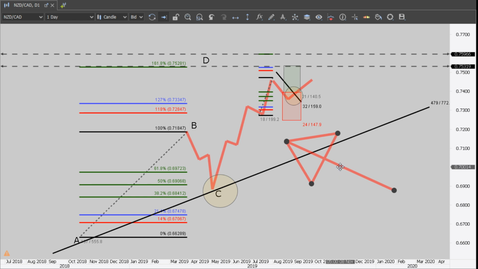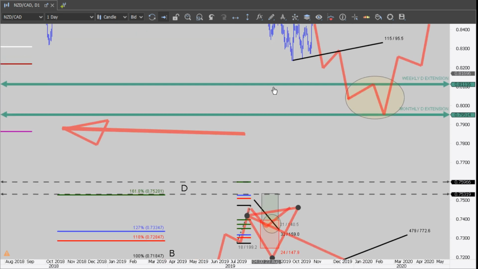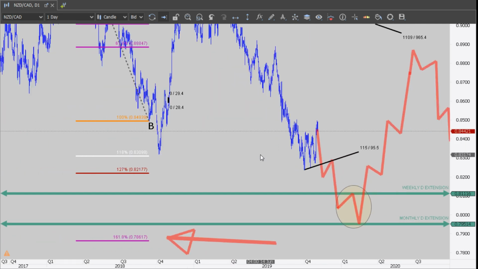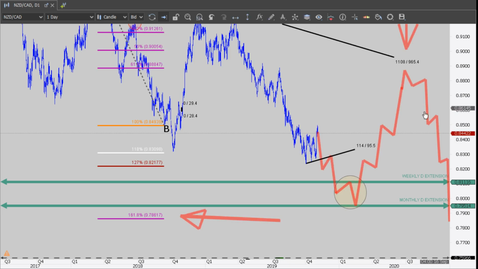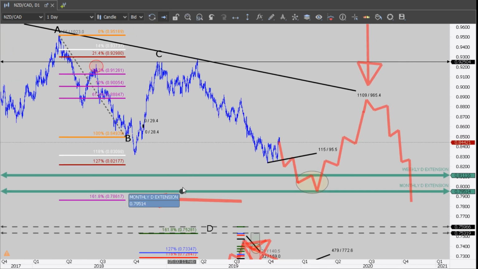So back to the rules for trading the 3 Fibonacci's part 1. This is an extremely important rule. If you are going to use the Fibonacci's in your trading, you should have the higher time frame Fibonacci's on your lower charts. You should have the weekly D extension and the monthly D extension on your daily chart. It's a must, everybody. It's non-negotiable.